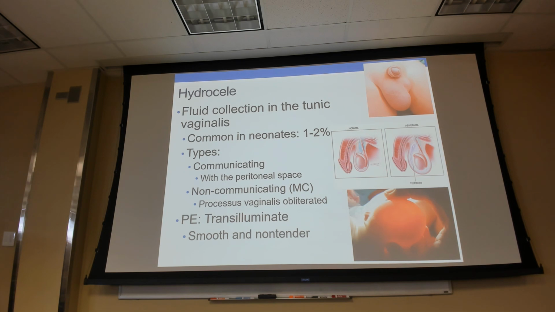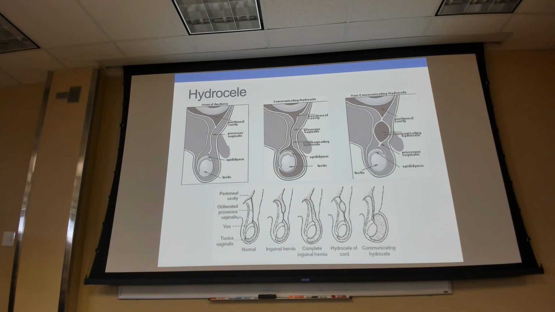So the opposite. We didn't have testicles in the scrotum, now we have extra fluid in the scrotum. You can have two types. One, the fluid connects to the peritoneum, so it's communicating. And one, it is not connecting, so non-communicating. If you're transilluminating this, you should see the light right through it. If you have bowel there, if it is an inguinal hernia, it will not transilluminate. If it's just liquid, you are seeing that.